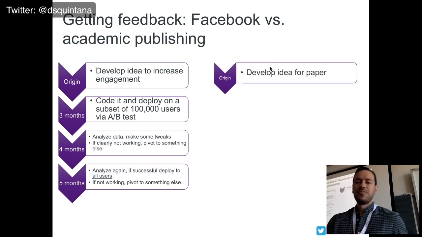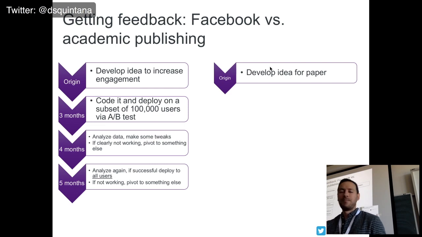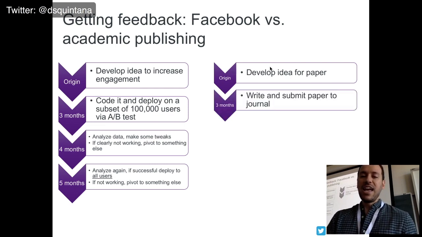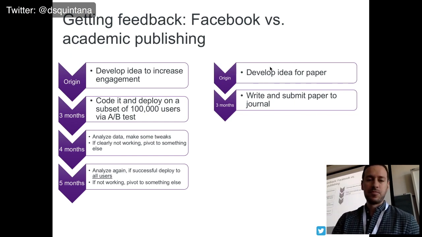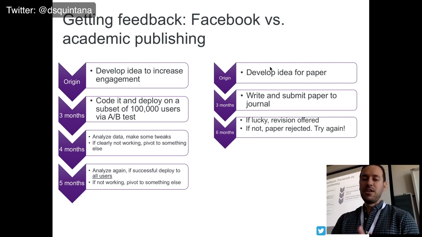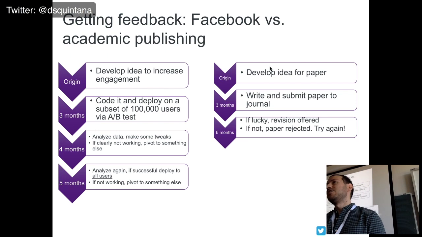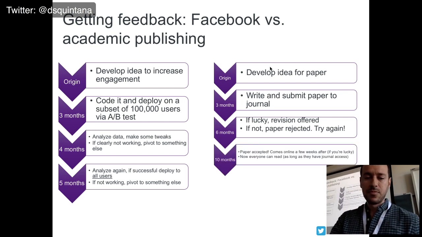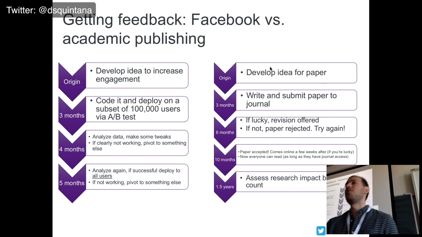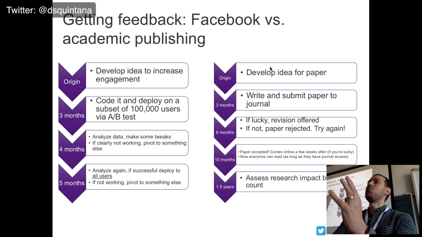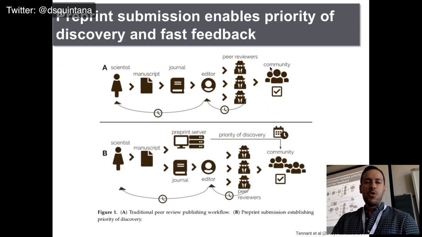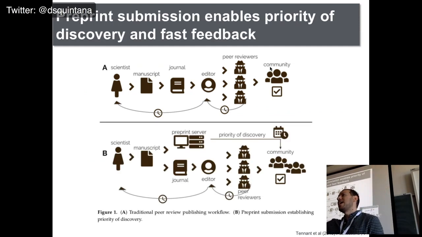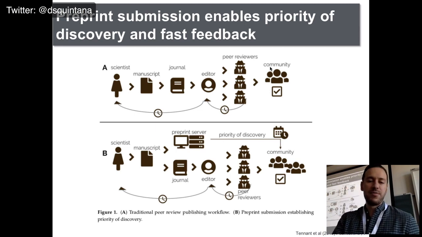Now, let's look at academia. So you develop an idea for a paper. You write it and you submit it to the journal. And if you're lucky, maybe you'll get feedback within sort of 3 months. If you're lucky, you get a revision offered, but if not, then your paper gets rejected and you'll need to try again. So feedback is really, really slow, and it can take up to 2 years to actually get the feedback on your paper. Compare this to Facebook, where you get feedback almost instantly. So when you're submitting your preprint, you basically get this feedback and you're short-circuiting this feedback loop, and it's a really good way of doing this.